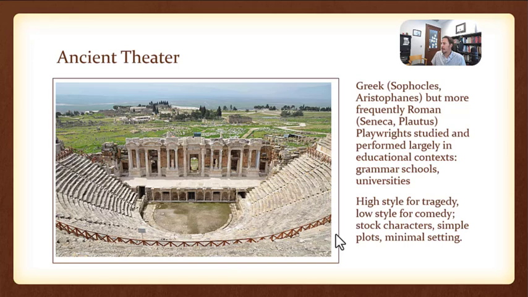The ancient theater featured a high style of language for tragedy, more elaborate syntax, a low style, more everyday speech for comedy, stock characters, simple plots, and minimal settings. The word theater would not have been used by practitioners of morality plays and mummers plays and those things. It was a word that was revived in the 1500s by those who were involved in developing the professional theater, such as Shakespeare and his contemporaries. So the ancient theater was one very important influence on Shakespeare.